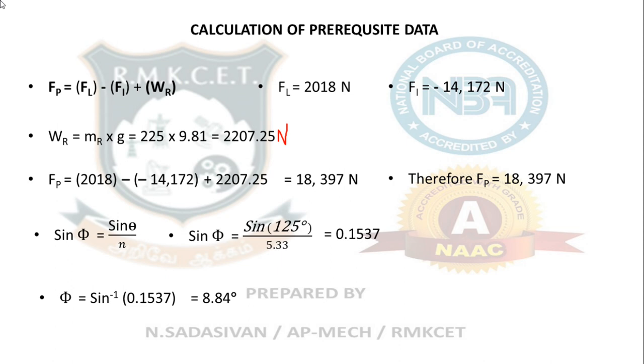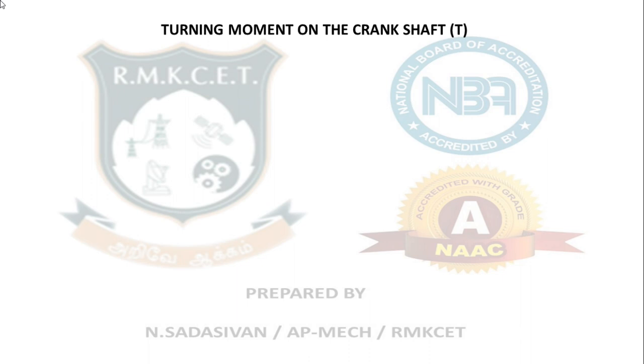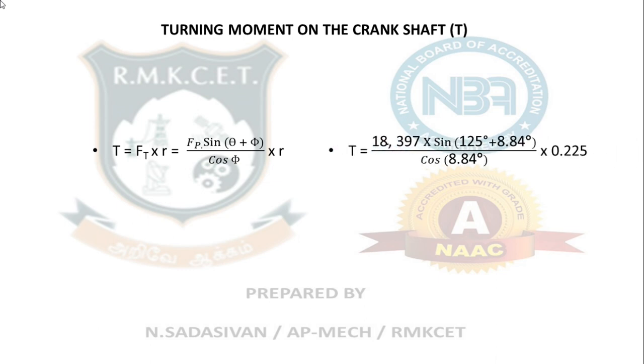Now I can directly substitute all these numbers into the torque formula. So I want to find out turning moment on that crankshaft. Turning moment is nothing but torque. So now substitute. What is the formula for torque? Ft into r, that is Fp sin theta plus phi by cos phi into r. Now I have all the required data to substitute into this formula. So T is equal to Fp is 18,397, just now I have calculated, into sin theta is 125, phi is 8.84. So this is your Fp, piston effort, sin theta plus phi, again here phi, multiplied by crank radius.